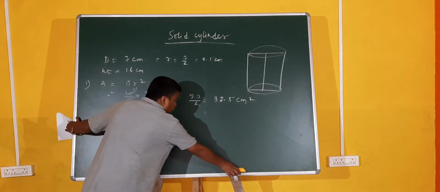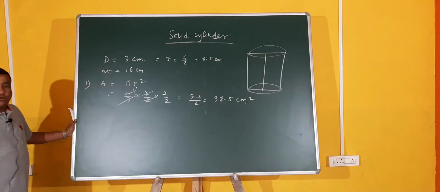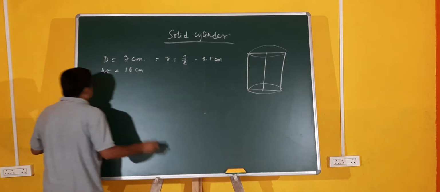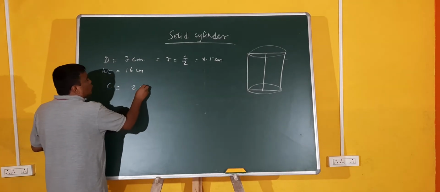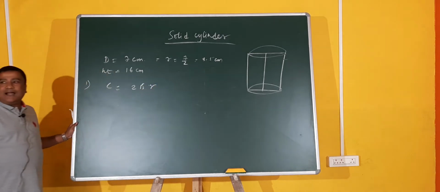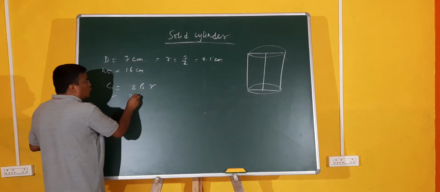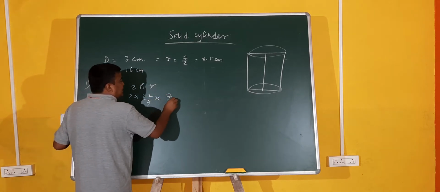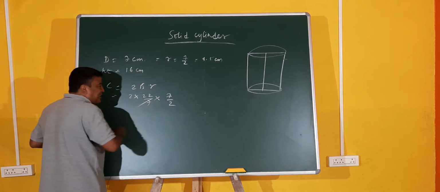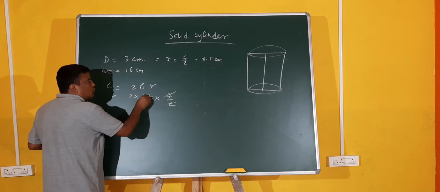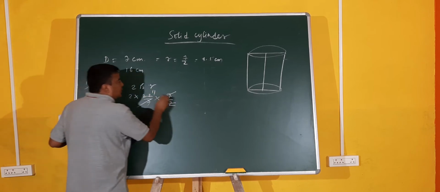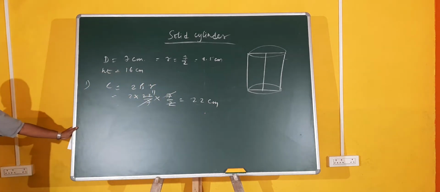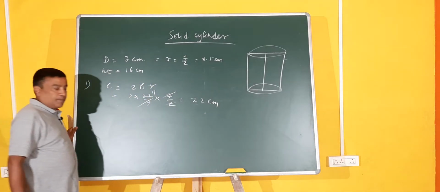Question number 2, circumference. Circumference is 2 pi r. Now 2 into 22 by 7 into r, which is 7 by 2. It's very easy. This and this cancel. 2 11s are 22. So 22 centimeter. The unit for circumference is centimeter.